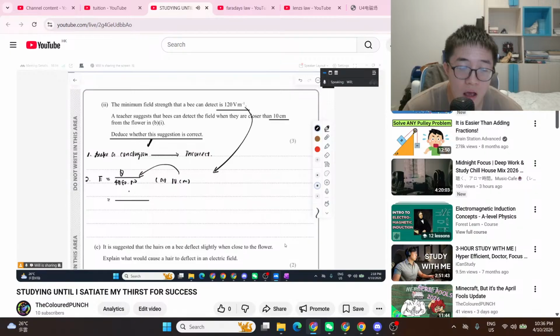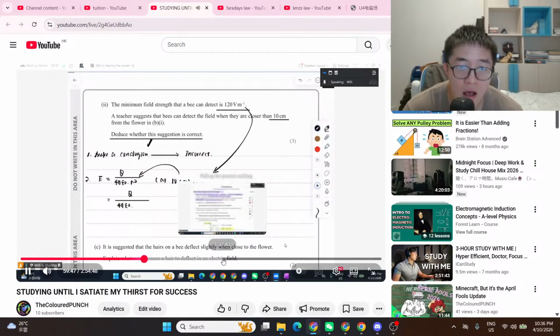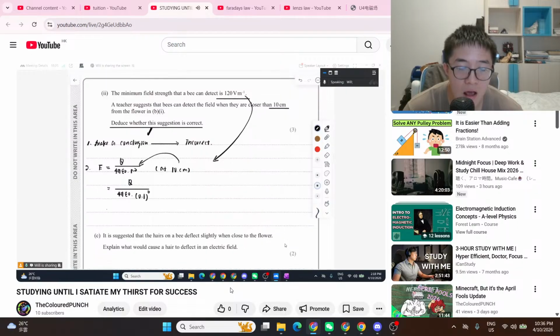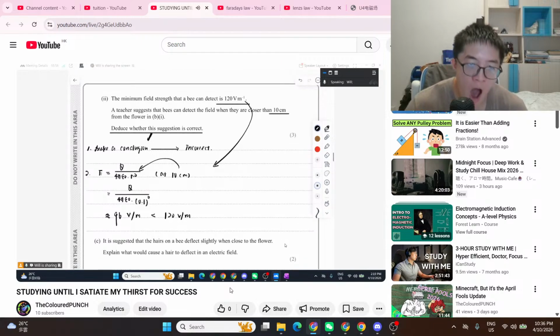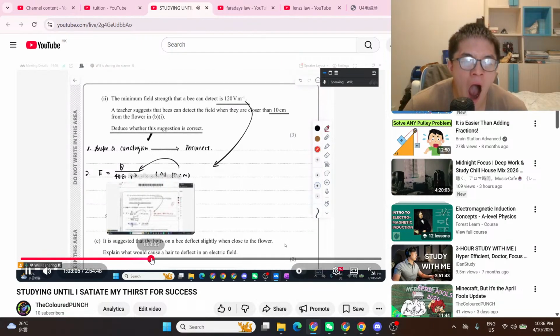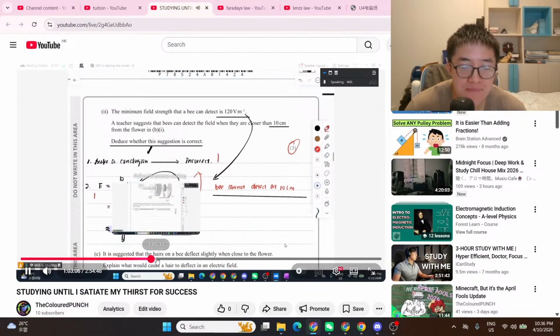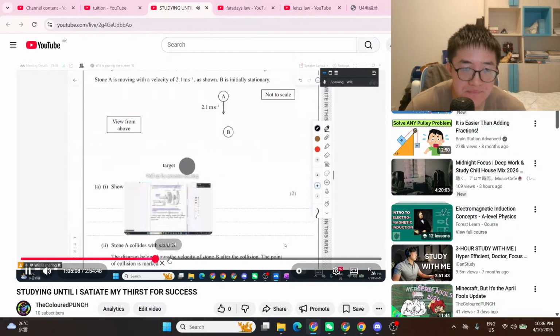So we got Q over 4 pi epsilon times 10 to the negative 1, that is 0.1 squared. Finally, we get the electric field strength at a distance of 10 centimeters from the center, using the calculator, approximately 96 volts per meter. And the result is less than 120, right? So 1 mark is for the conclusion, 1 mark for the formula, and 1 mark for the result value.